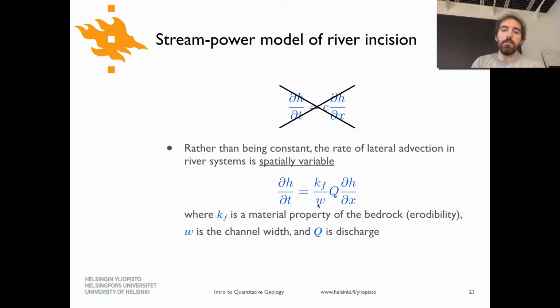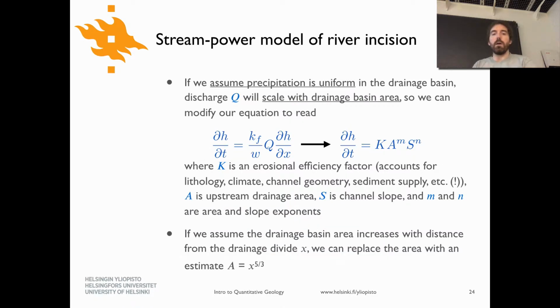But that's the general picture that might work better for natural rivers, because it takes into account some of the things that do vary in nature. And this is what's known as the stream power erosion model. And perhaps you've heard of the stream power model before. Again, it's applied to bedrock rivers. Now, one thing that's pretty common to do with this stream power erosion model is to make a couple of simplifications.